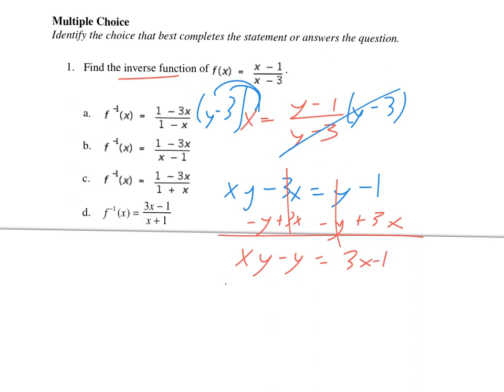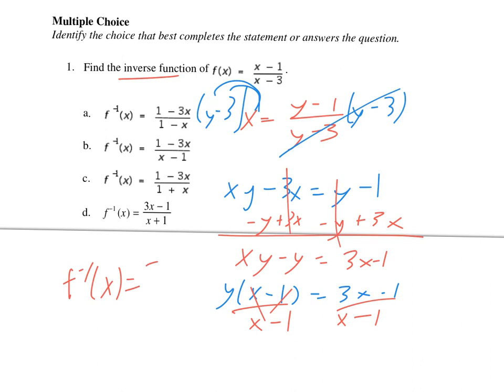Next up, we would GCF a y, leaving me with x minus 1. And then we would divide both sides by x minus 1. And that would give us our answer. F inverse of x equals 3x minus 1 over x minus 1.